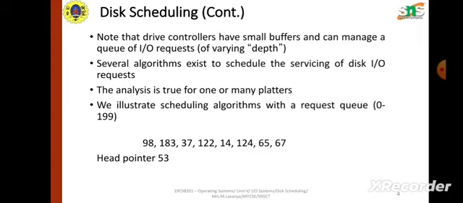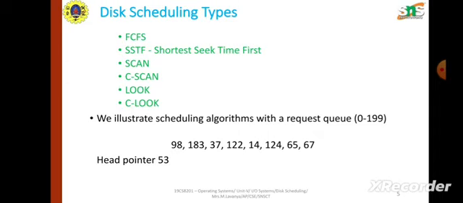Access to the disk is given using 6 different access types. Those 6 types are FCFS, which stands for first come first serve, SSTF, shortest seek time first, SCAN, C-SCAN, where C stands for circular scan, then LOOK, and finally C-LOOK. These are the major categories of disk scheduling. By using these techniques, access to the disk cylinders will be provided.